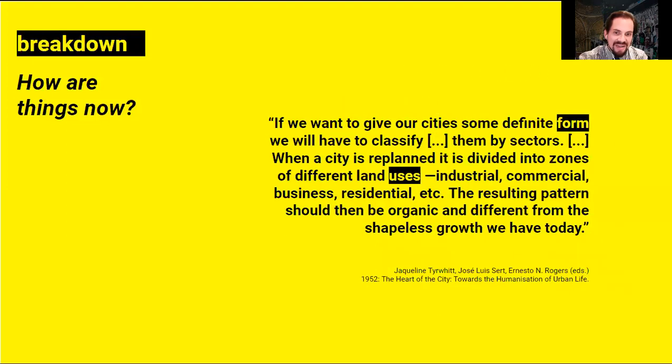They say, if we want to give our cities some definite form, we will have to classify them by sectors. When a city is replanned, it is divided into zones of different land uses: industrial, commercial, business, residential, etc. The resulting pattern should then be organic and different from the shapeless growth we have today. So you notice how formlessness is seen as detrimental to the city, and use is championed as the right classification to determine form. Does this sound familiar?